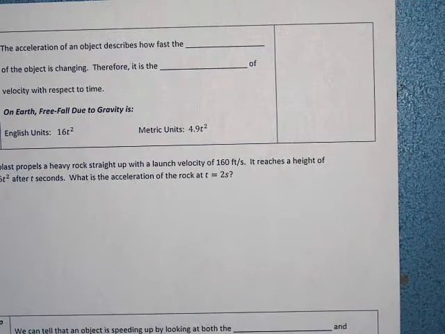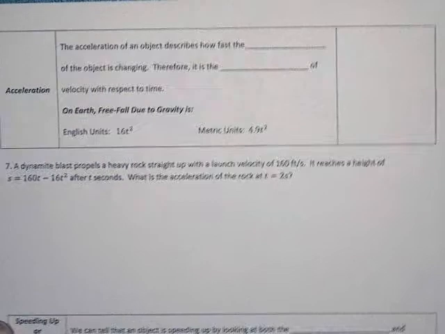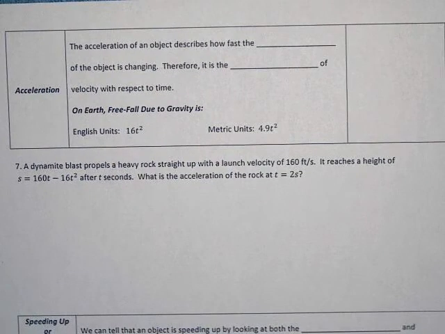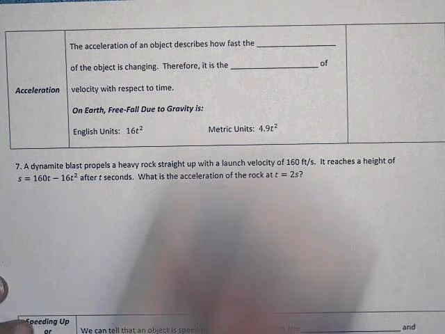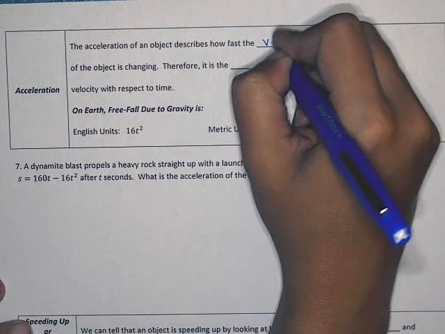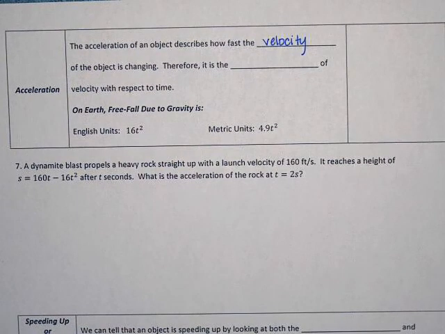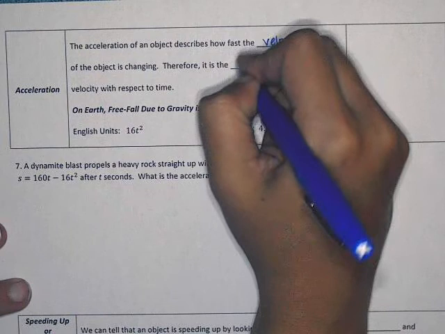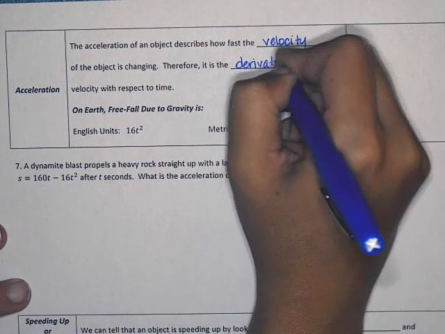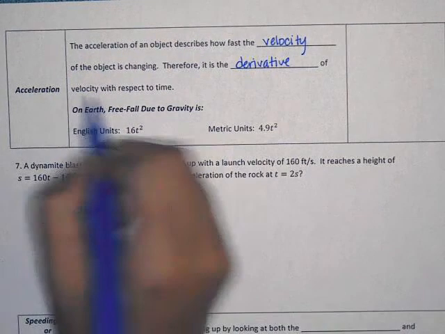Last but not least, we're going to look at acceleration. So we've looked at position, we've looked at velocity and some stuff we can do with velocity. Now we're looking at acceleration. The acceleration of an object describes how fast the velocity is changing. Is your velocity, how fast you're going, getting faster, or is it getting slower? Therefore, if we want to know how fast velocity is changing, we just take the derivative of velocity.